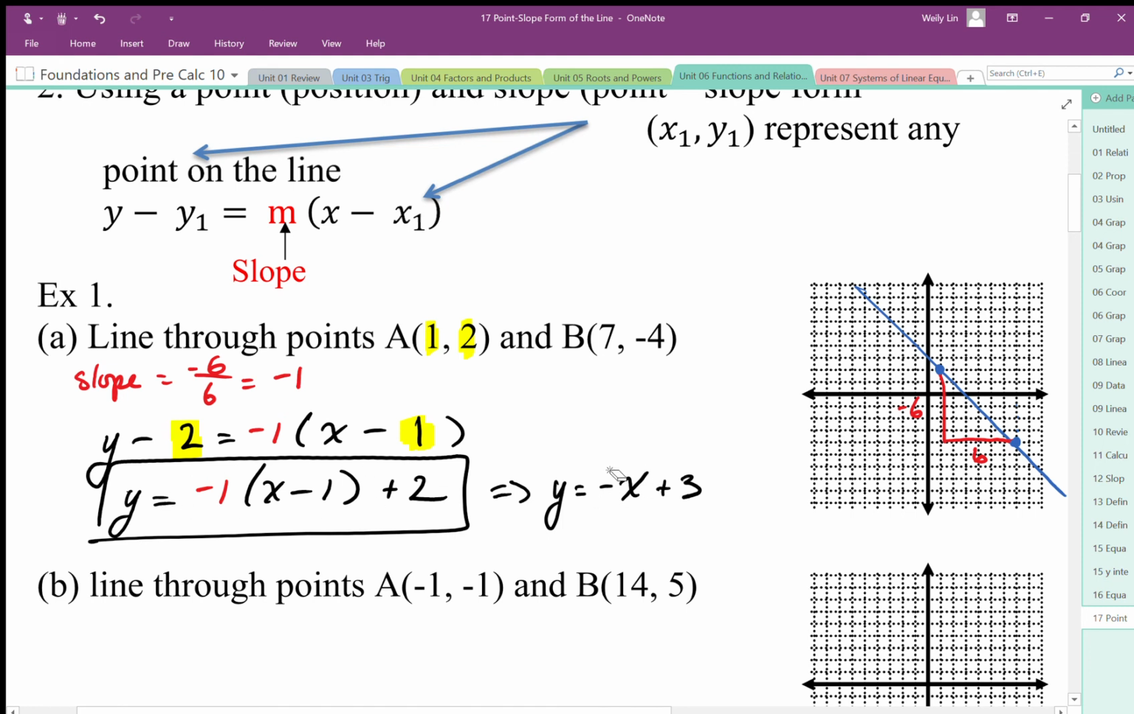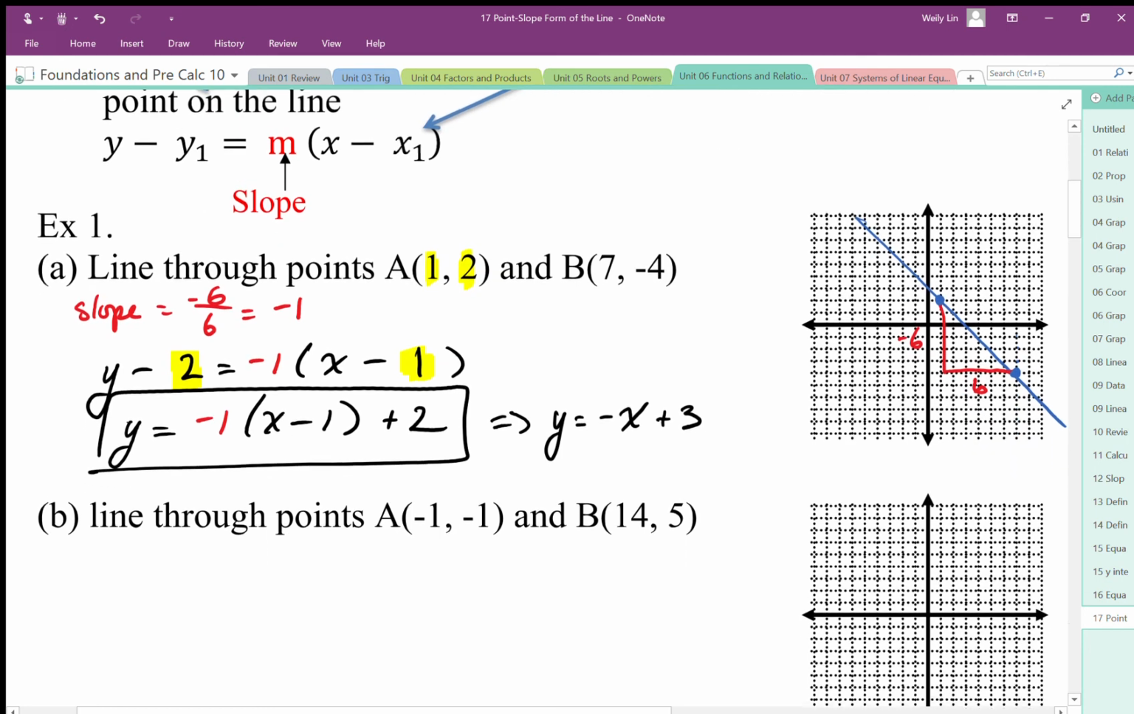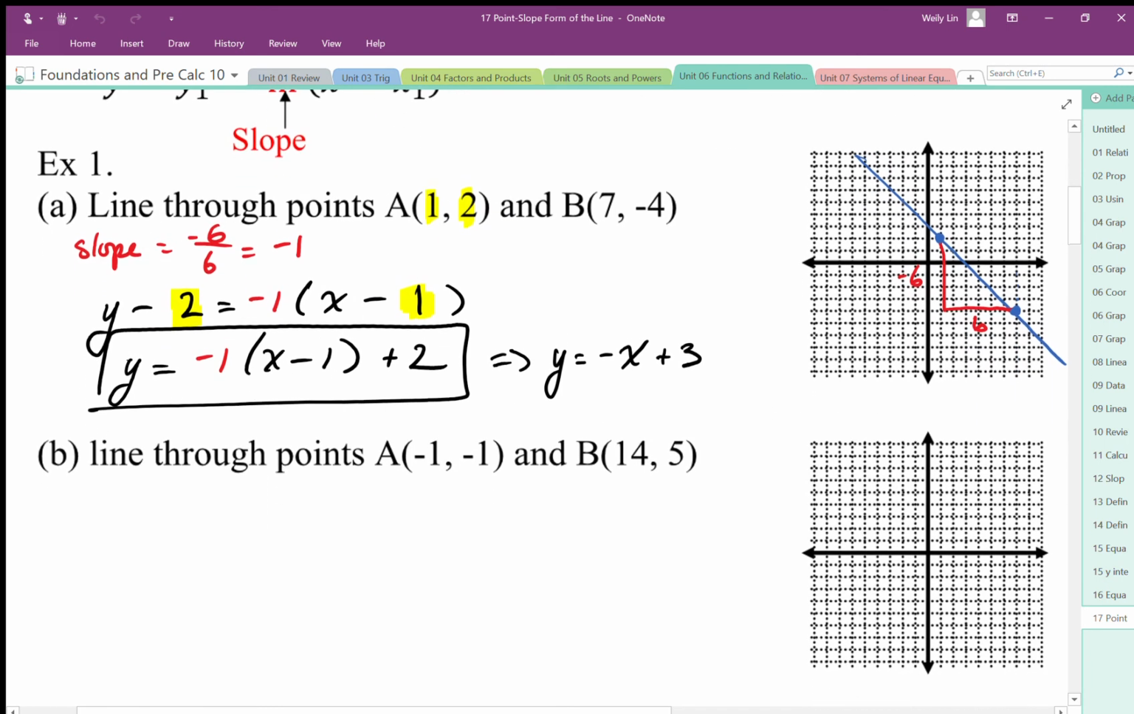The only benefit of the y-intercept form is that it tells us the initial value, but it doesn't do anything more than what we knew before. We needed a slope and a position. We have a slope here, and the position was 1, 2. That's good enough, and that gives us the equation of the line. So it is a much more efficient way of calculating the equation of the line.